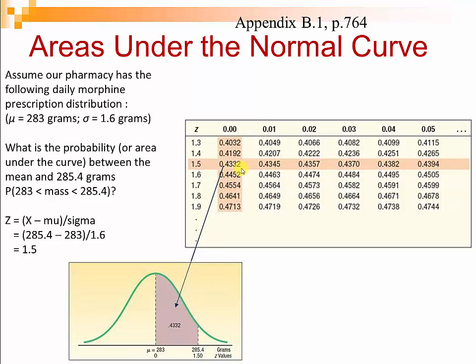This is the probability that a randomly selected day's morphine prescription distribution will have a mass between 283 and 285.4 grams. Now I encourage you to take out your book and run through this exercise, or at least run through to where you can see how the values line up, so that this image here lines up with what you have in your book, because it's not shaded like this in your book.